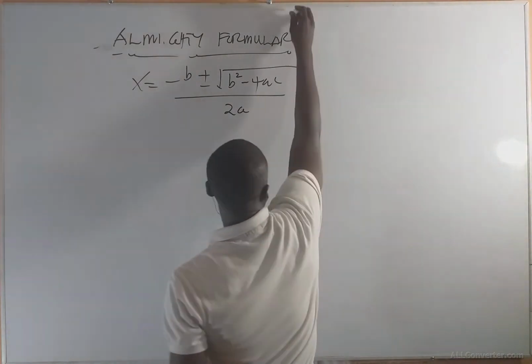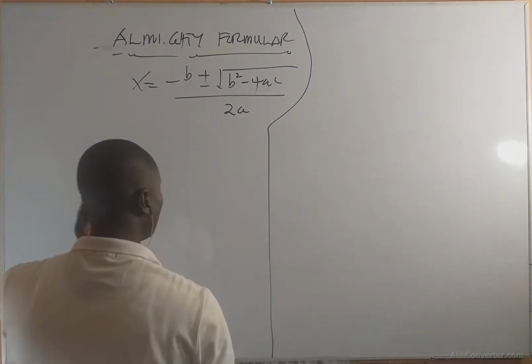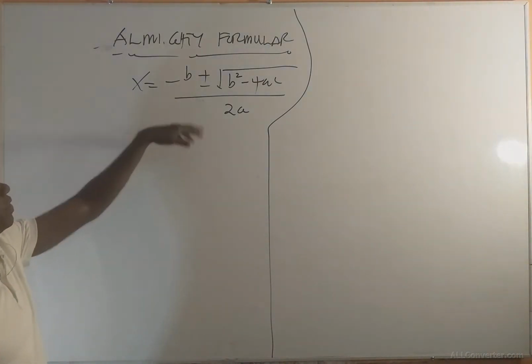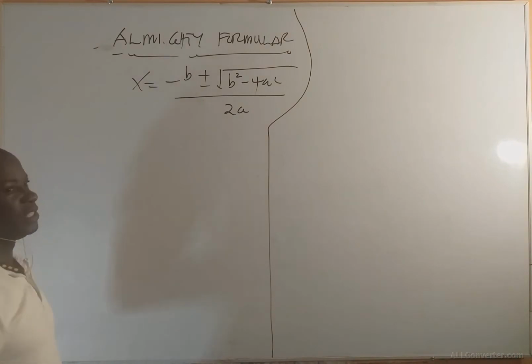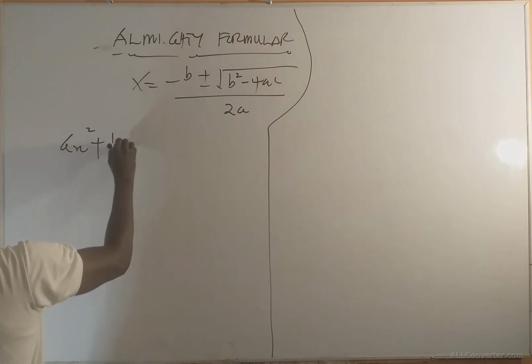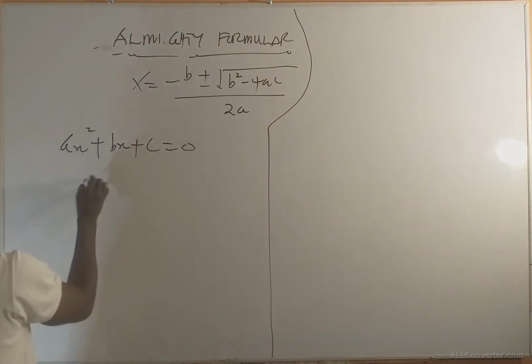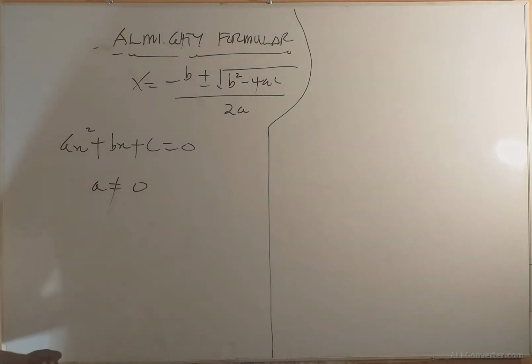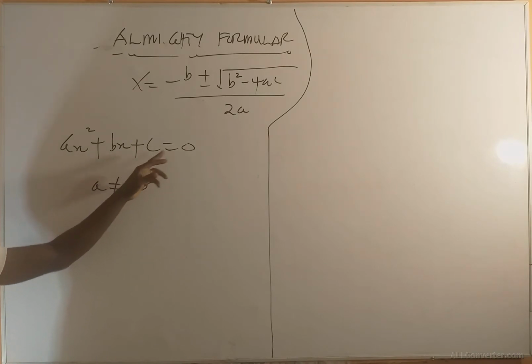Now, I'm going to help you prove the almighty formula, to see where this is coming from. The general form of a quadratic equation is ax squared plus bx plus c equals 0, where a is not equal to 0. This is the general form of any quadratic equation.